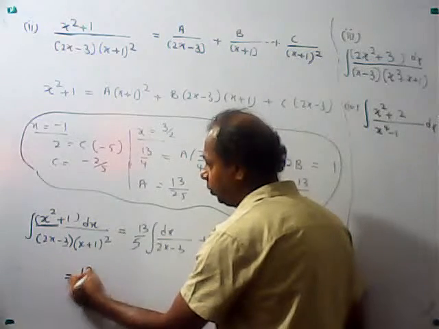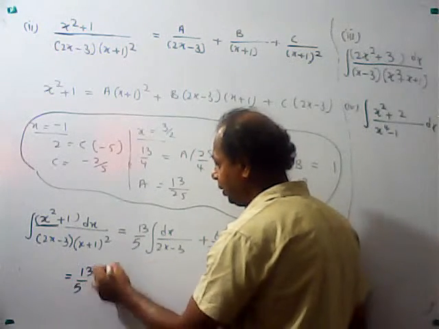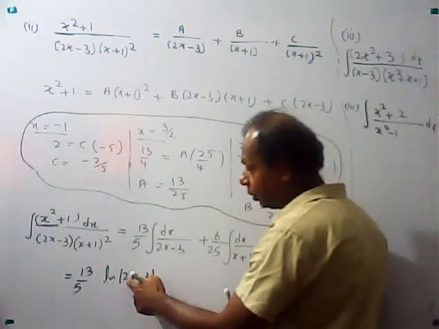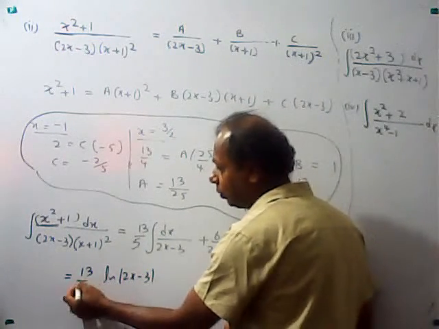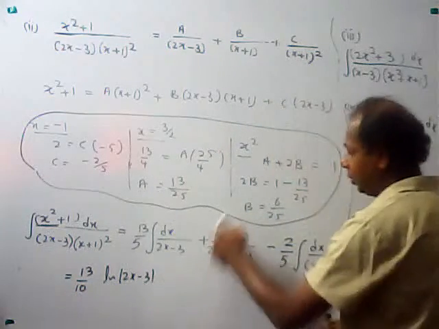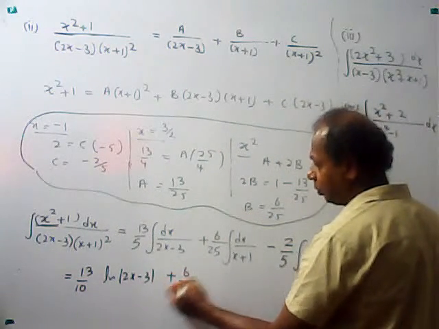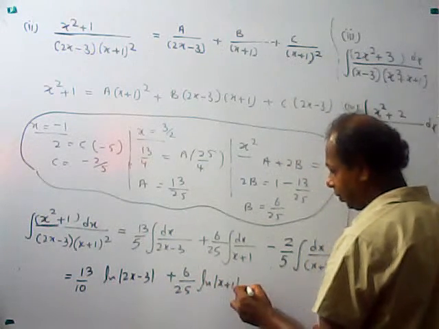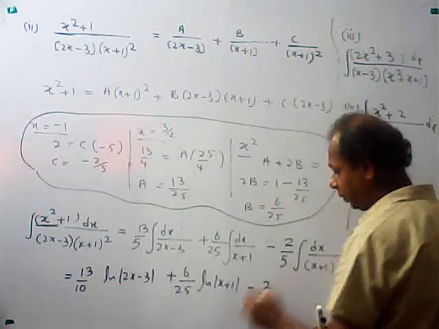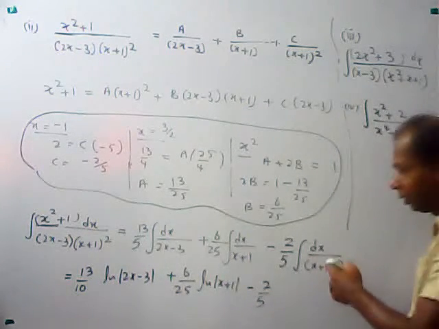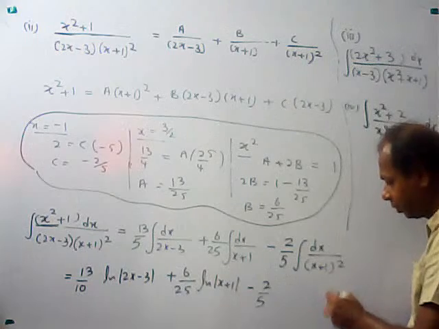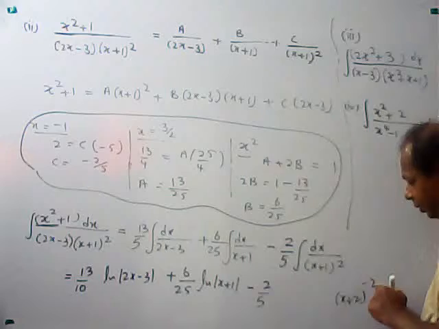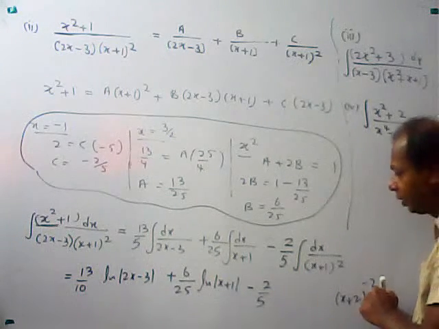So 13 over 5. This is ln mod of 2x minus 3 integrating this. But it is 2 here, so you have to divide further by 2. So it will be changed to 10. Here also the same. Plus 6 over 25 ln mod of x plus 1, minus 2 over 5. This is 1 over x plus 1 squared. You have to take it to the top as x plus 1 to the power minus 2. Then you integrate it, that will change to minus 1.